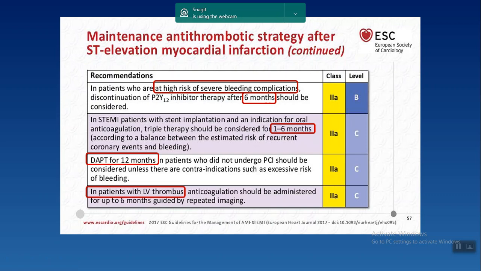In patients with left ventricular thrombus, it's recommended that anticoagulation should be administered for up to 6 months, guided by repeated imaging.